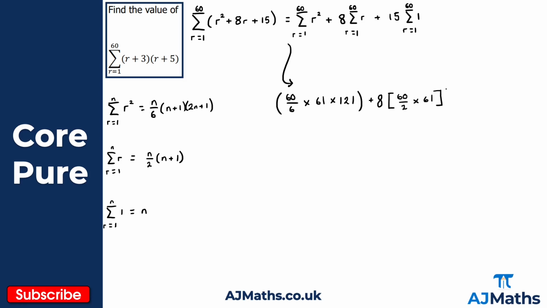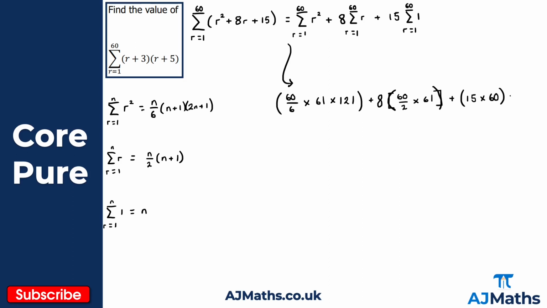And then finally, I've got 15 lots here. I'll do it in round brackets. So plus, the summation of 1 from 1 to 60, that would simply be 60, just like we can see here for the standard result. I've got 15 times 60.